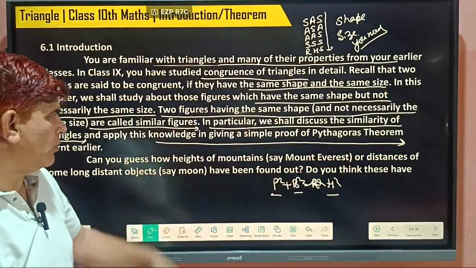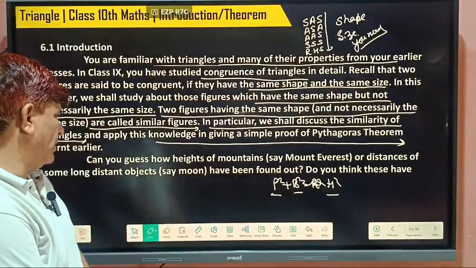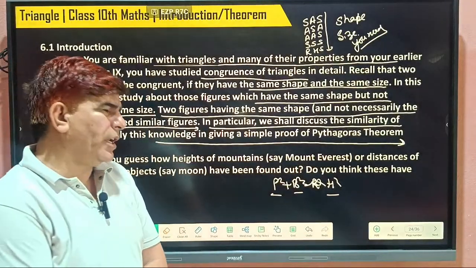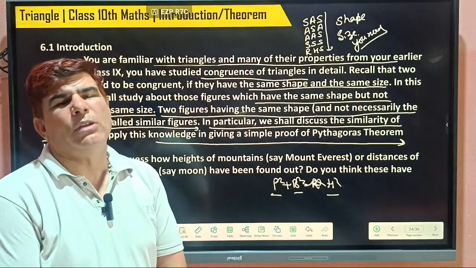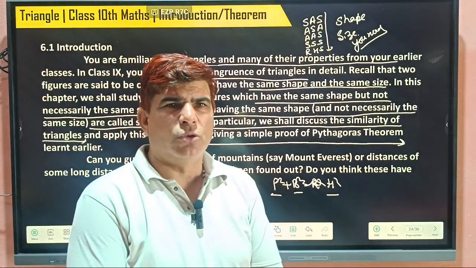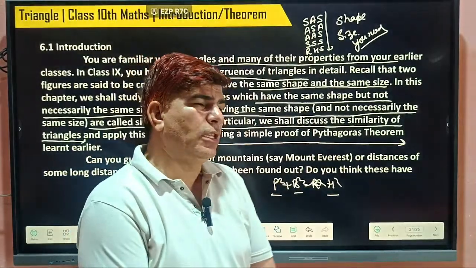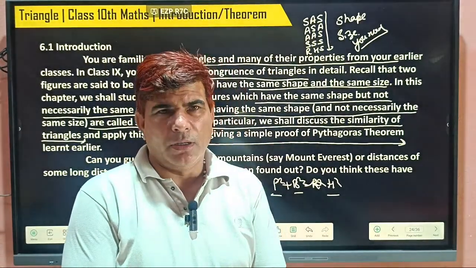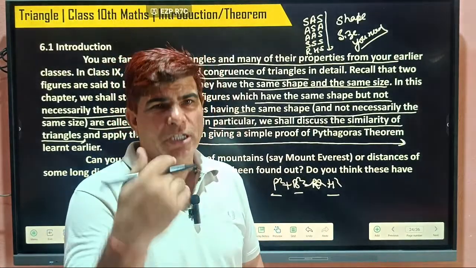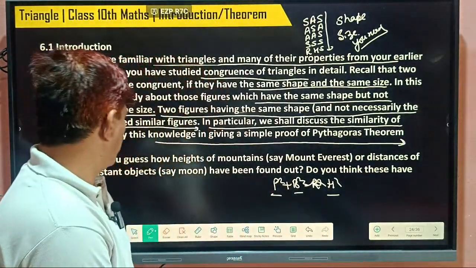Can you guess how the height of a mountain, say Mount Everest, or the distance of some long distant object, say the moon, have been found out? So we are finding out the height of Mount Everest, the distance of the moon. Is it directly possible? Not possible. These are found out indirectly. Understood? Or we can say like this, taking the help of similarity rules.